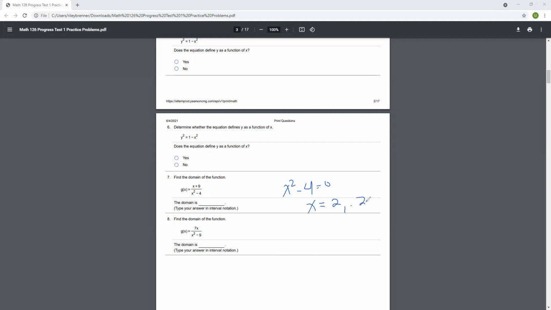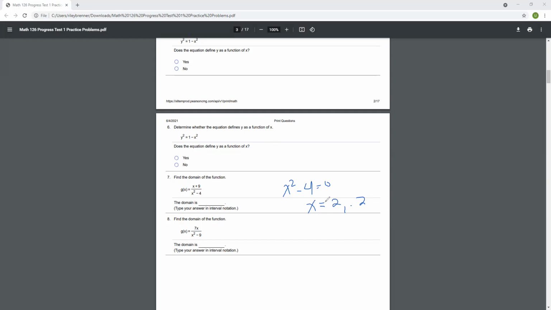There's a couple ways you can go about doing that. Try and get that to yourself. So that's what I would note. I don't notice any other domain restrictions. Sometimes you might have additional stuff going on in the numerator, and so you'd want to identify that as well. But whenever you're dealing with a rational function, you're just going to check the denominator and see when it's equal to 0. Then we need to go ahead and write it in interval notation.